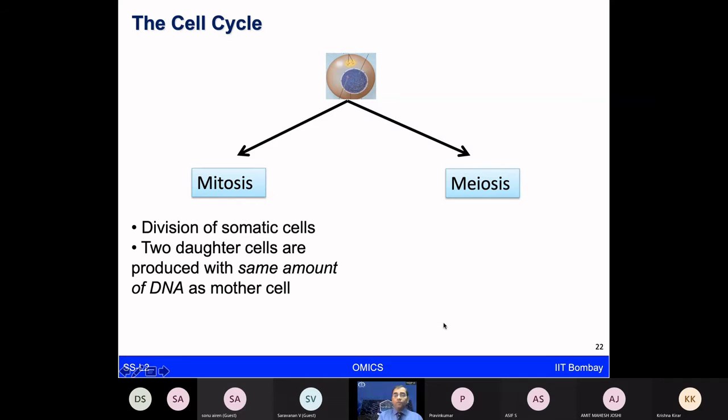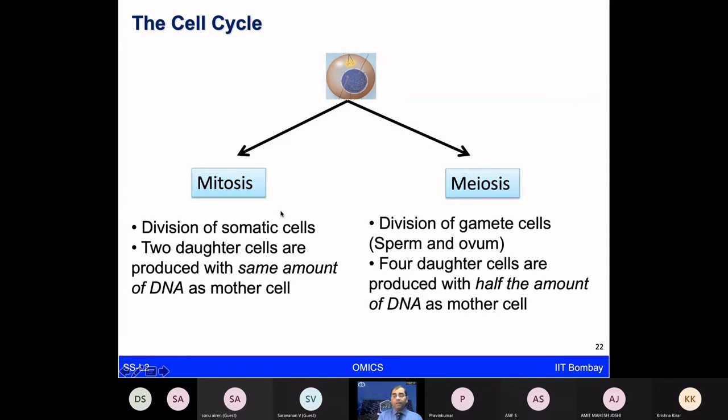So broadly, we have two different types of cell division. One is mitosis, the other is meiosis. Mitosis happens in all the normal body cells, the somatic cells. Here you want the same amount of DNA to be continuously passed from the parent cell to the daughter cell, right? Whereas meiosis happens only in the gamete cells, the sperm and the ovum. And here you produce four daughter cells, which have half the amount of DNA.